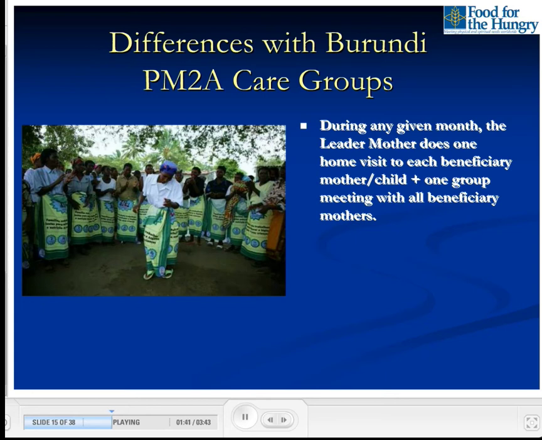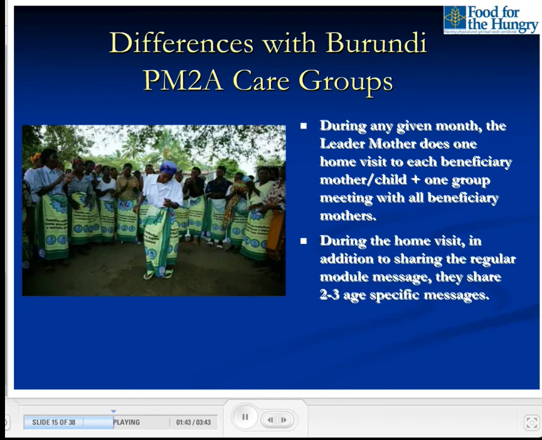Another thing is during the home visit, in addition to sharing the regular module message, they share 2 to 3 age-specific messages. So they are on a schedule of giving out messages, things that they just learned in the past 2 weeks, and then they go out and teach their beneficiary mothers what they learned from the promoter. It's necessary to do it that way. You can't have everyone learn everything at once. So you have to kind of roll out messages.